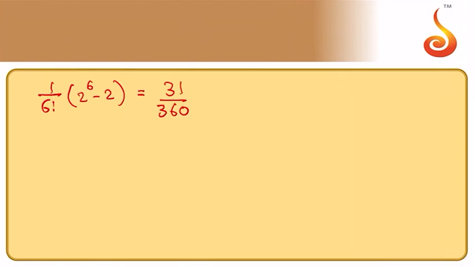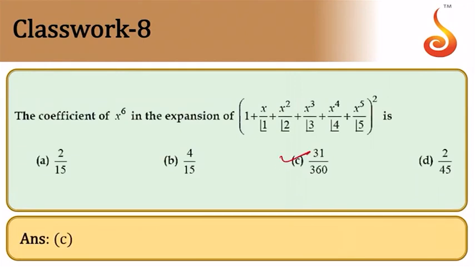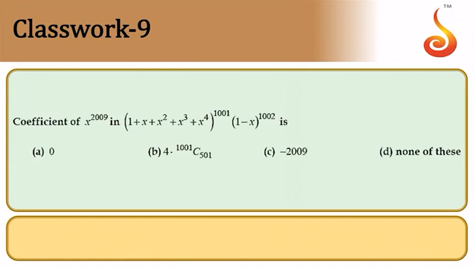Now, next step is, this can again be written as 1 by 6 factorial into 2 to the power 6 minus 2, which is equal to 31 by 360. Option C is correct. Option C, 31 by 360.